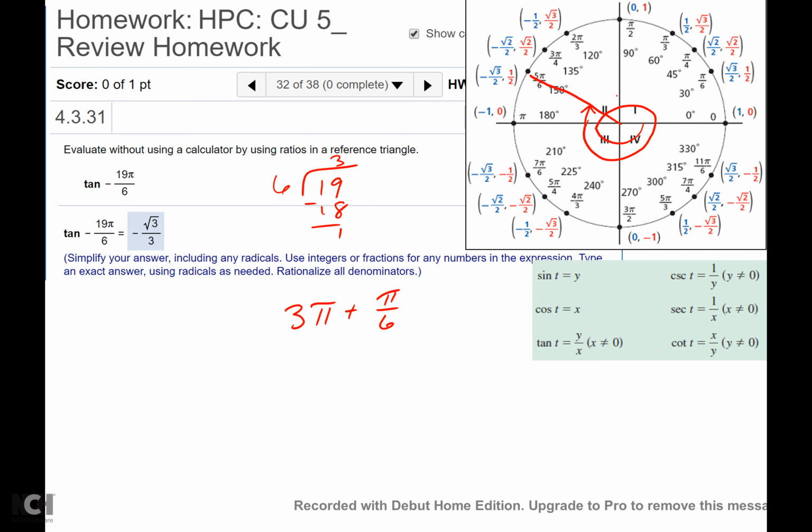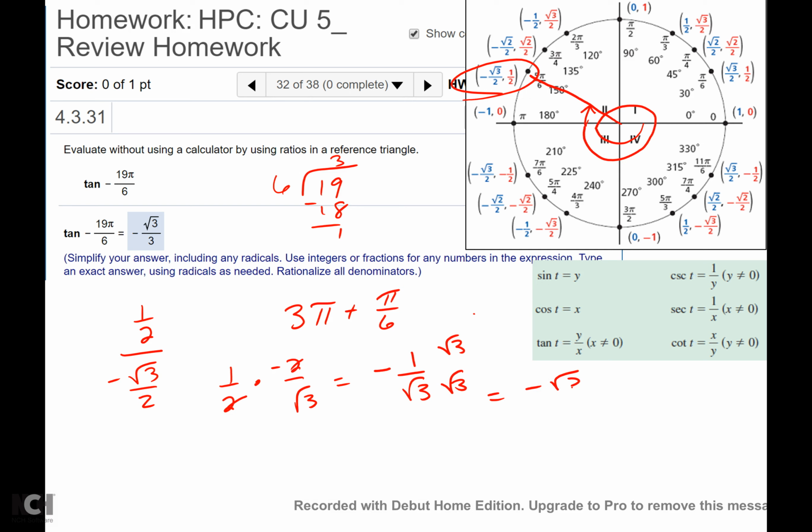All right, so if I do that, then these are my coordinates, and tangent is y over x, so I have 1 half divided by negative square root of 3 over 2. Keep, change, flip. Those cancel, and I get a negative 1 over the square root of 3. Rationalize, and I get a negative square root of 3 over 3.